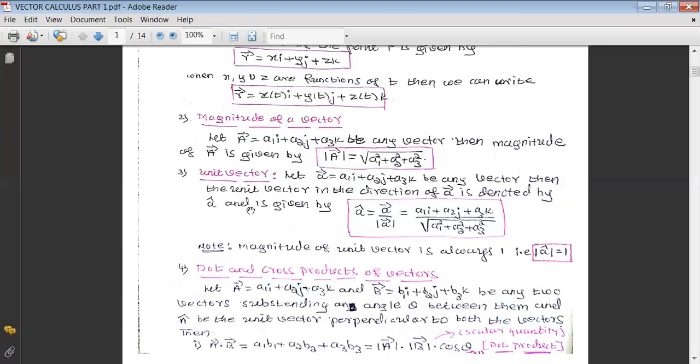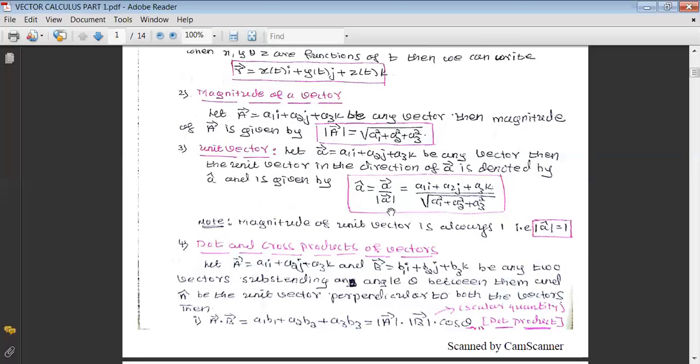and an expression for A cap is given by A cap equal to the given vector divided by its magnitude. That will be A1 i plus A2 j plus A3 k. It is a given vector and its magnitude is the square root of the sum of the squares of its components, namely A1, A2, A3. That's why it is given by A cap equals A1 i plus A2 j plus A3 k divided by the square root of A1 square plus A2 square plus A3 square.